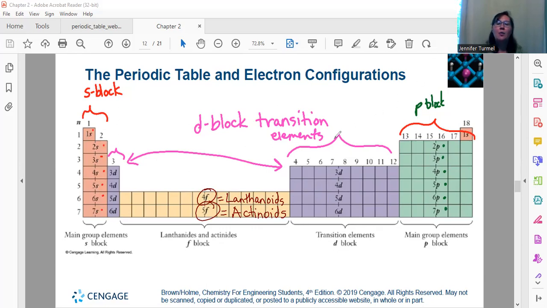So again, write these into your periodic table so that they will match. And then over here, you have 4f, 5f, and then make sure that you have your 3d, 4d, 5d, and 6d placed correctly.